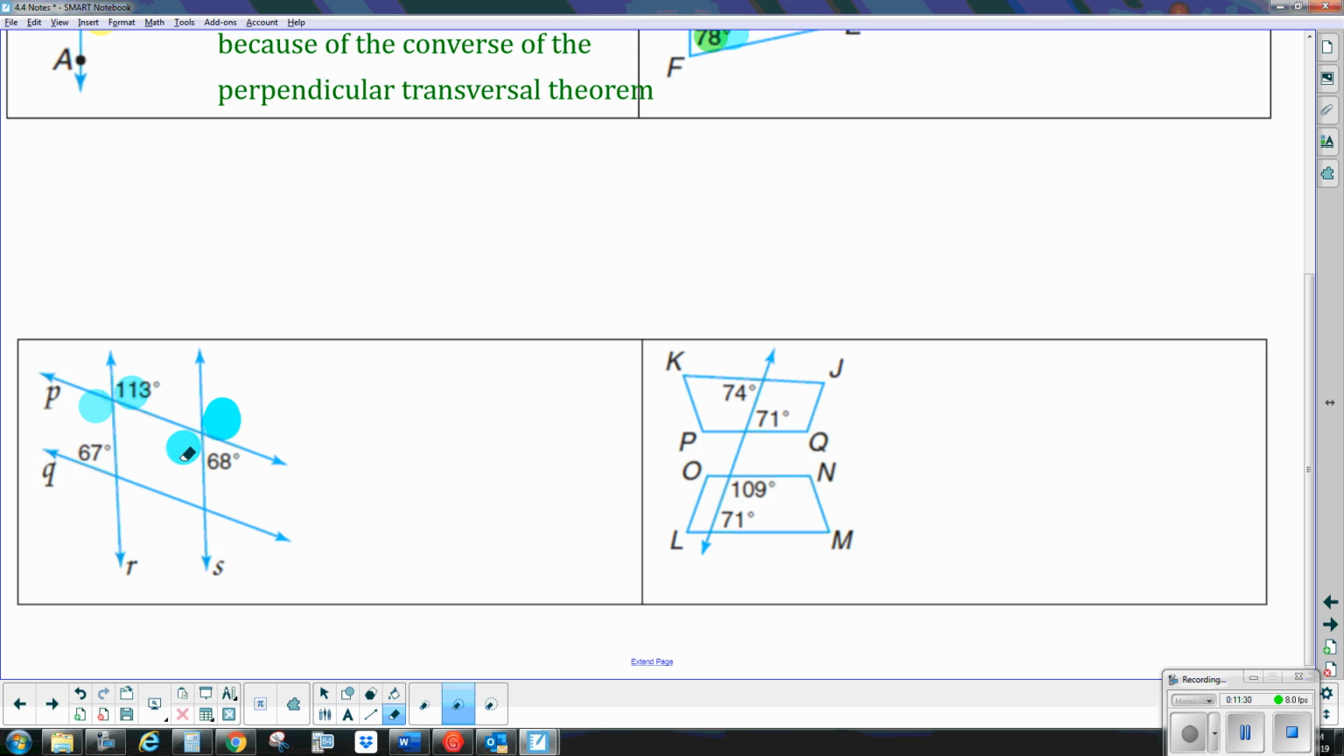This would for sure be congruent no matter what because it's a vertical angle. So I'm just going to mark these. Vertical angles would be congruent. And then if P and Q are parallel, this angle right here would be congruent because it would be, again, a corresponding angle. And this angle right here would be congruent because it's another corresponding angle to this one up here. And then I'm going to mark their vertical angles. Okay, so if both sets of lines are parallel, all of those blue marks will be 113 degrees. So let's just test one.